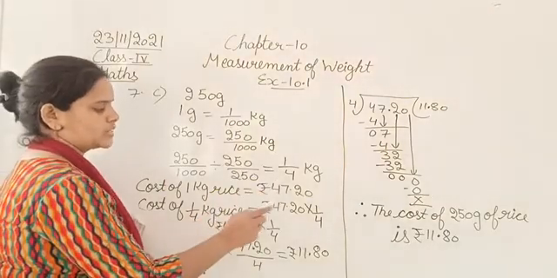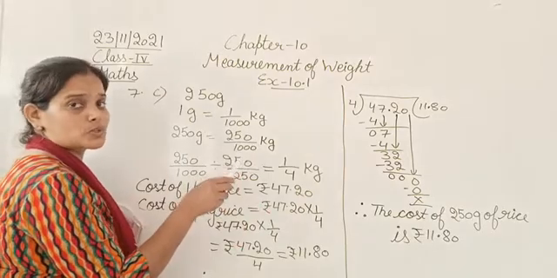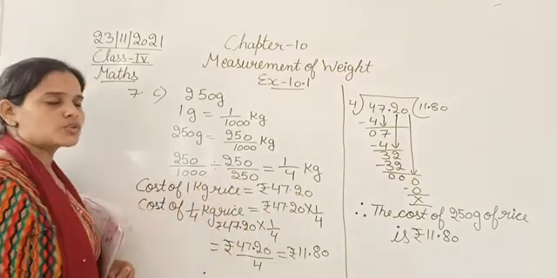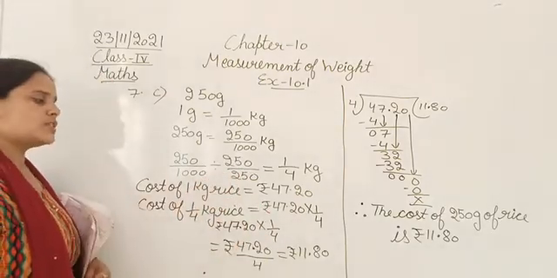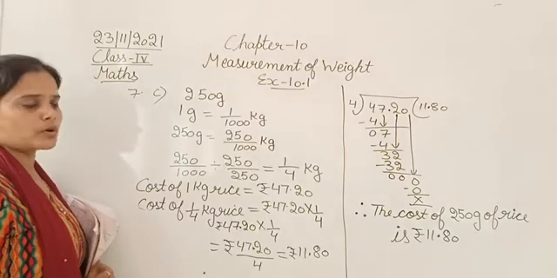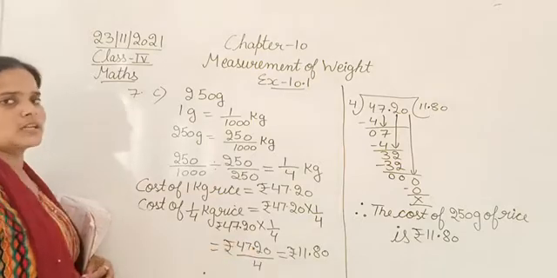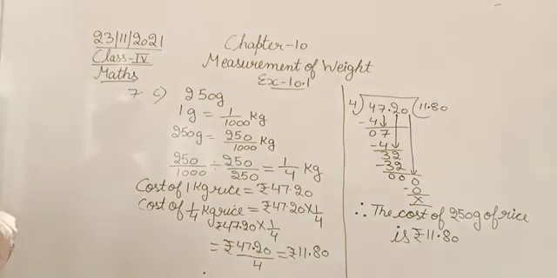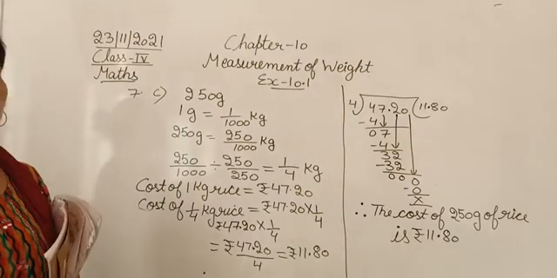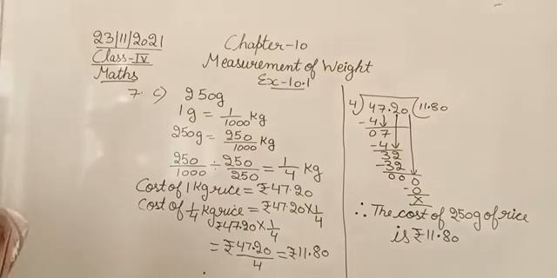Now the cost of 1 kg rice was given, that is 47 rupees 20 paisa. We need to find the cost of 1 upon 4 kg. So 47 rupees 20 paisa multiply 1 upon 4, and after the calculation we got 11 rupees and 80 paisa. So this is the solution for the C part of question number 7. You can pause it here and note it down in your notebooks.